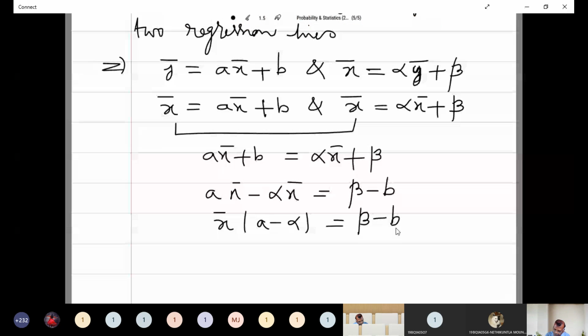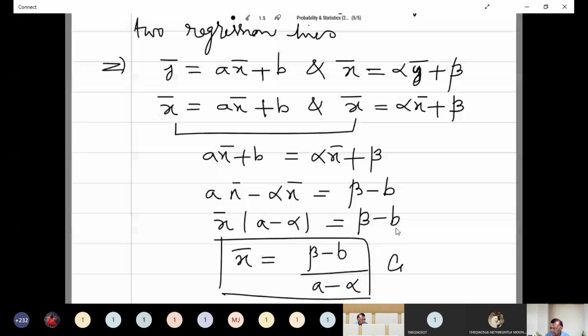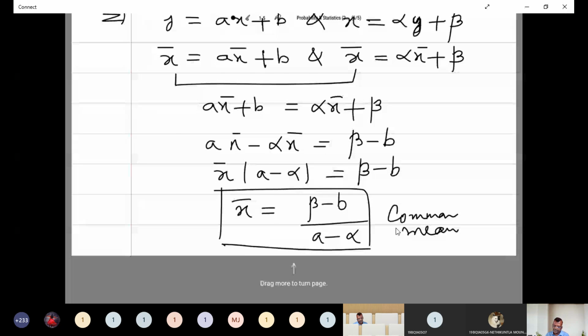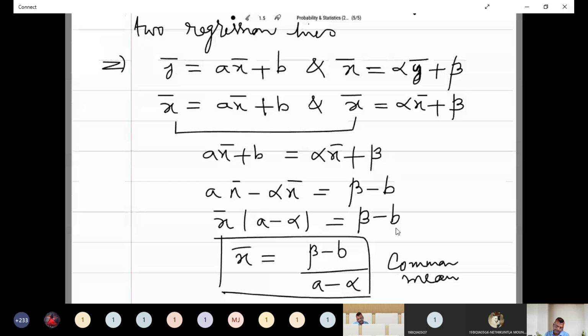Finally, x bar is equal to beta minus b divided by a minus alpha. This is the common mean. And again we need to find out the condition. What is the condition? b by beta is equal to 1 minus a by 1 minus alpha.